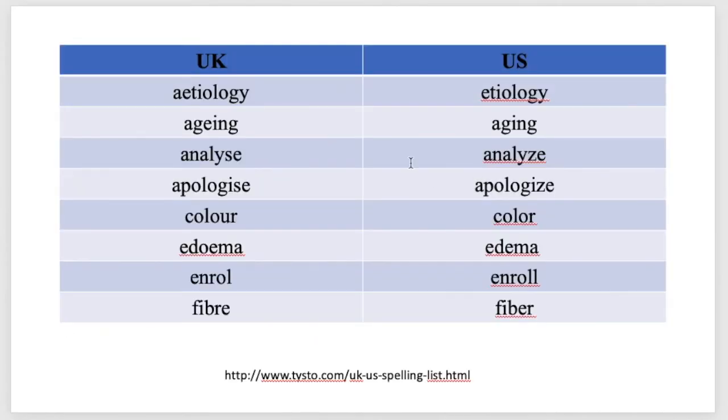And there are also some other things like UK and US: etiology, aging, analyze, apologize, color, oedema, enroll, and fiber. And this is the full reference I will put under the video if you are interested to see the full list of differences between UK English and US English in the vocabulary.